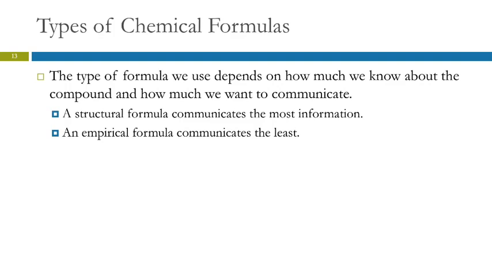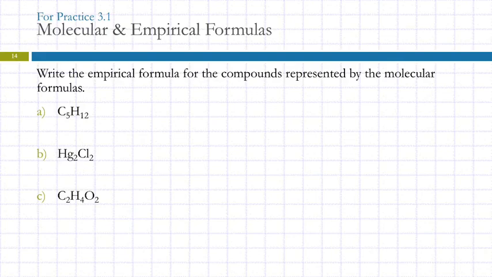What you need to know is you need to be able to understand what all of them mean, the empirical, molecular, and structural. So one of the things we need to be able to do is write empirical formulas from their molecular formulas. So for the compound C5H12, that's the molecular formula. What's the empirical formula? It's the same because a ratio of 5 to 12 cannot be simplified. 5 and 12, their only common factor is 1, and that doesn't change anything.